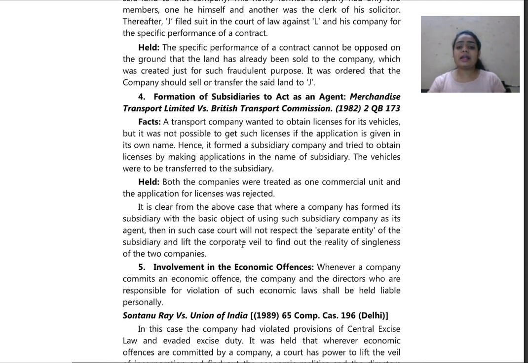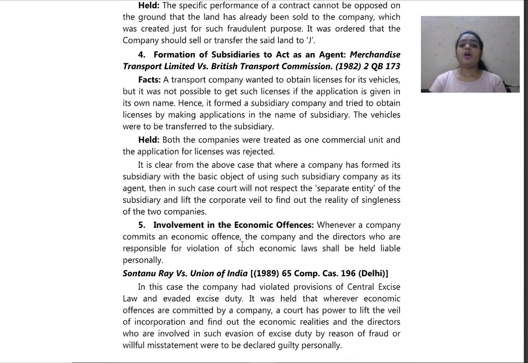Now, further we shall study the second case: formation of subsidiaries to act as an agent. Merchandise Transport Limited versus British Transport Commission, 1982, 2 QB 173. Facts: A transport company wanted to obtain licenses for its vehicles, but it was not possible to get such licenses if the application was given in its own name. Hence, it formed a subsidiary company and tried to obtain licenses by making an application in the name of the subsidiary. The vehicles were to be transferred to the subsidiary.